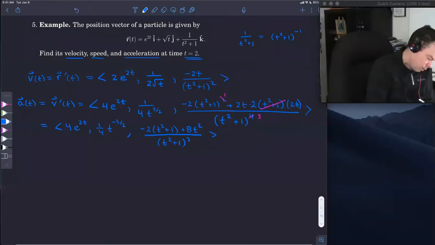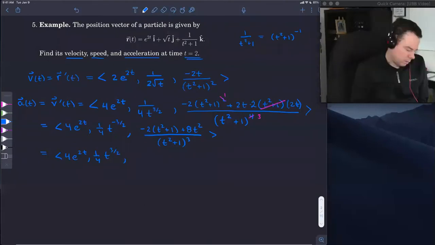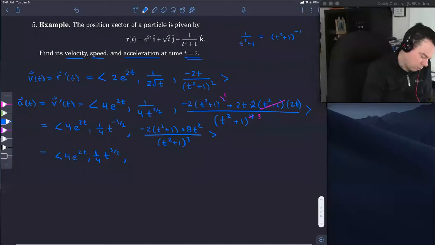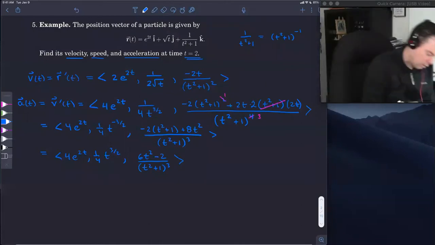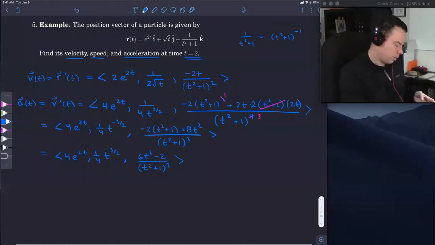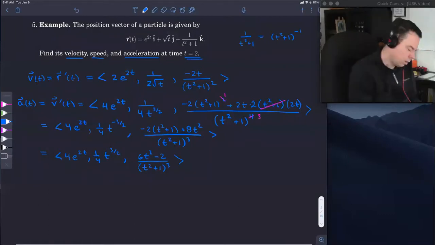And this can simplify a little bit further. What does it become? We've got a -2t squared, we've got an 8t squared, so that gives us a 6t squared. And so I've got a 6t squared minus 2 all over t squared plus 1 cubed. And that 6t squared minus 2 we could write as 2 times 3t squared minus 1, but I'll just leave it like this. In other words, I could factor out a 2 from the numerator if I wanted to, but we'll just leave it here.